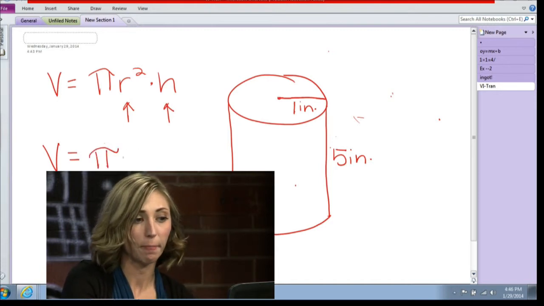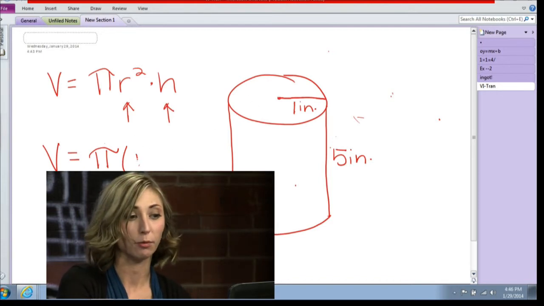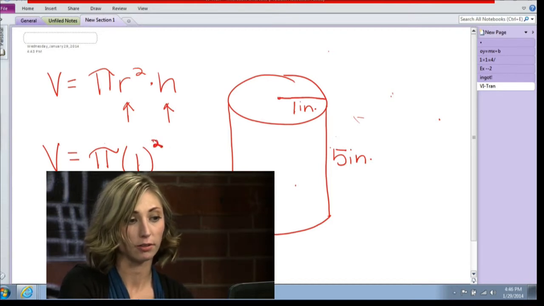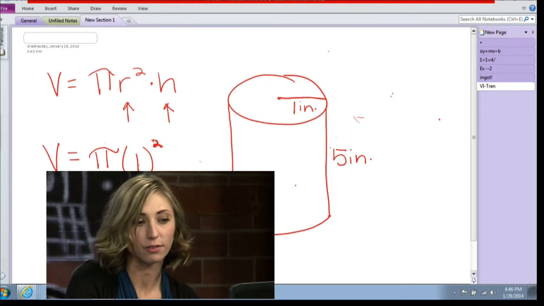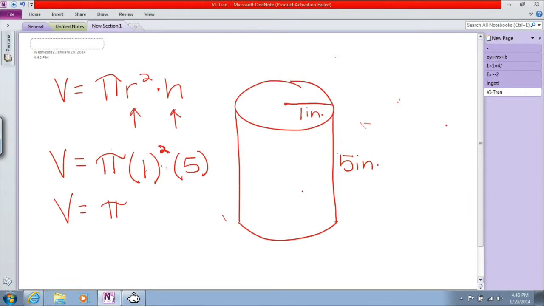So we still have pi, and then our radius in this cylinder is 1 inch. So we will plug in 1 for r, and that's squared. And then our height is 5 inches, so then we'll multiply by 5. Order of operations wise, we want to do the exponent first. So we have pi times 1 squared, which is 1, times 5, which is 5. So the way that we write our answer is with that 5 in front of pi. That's usually how it's written.